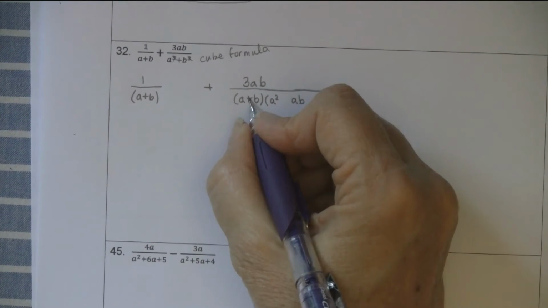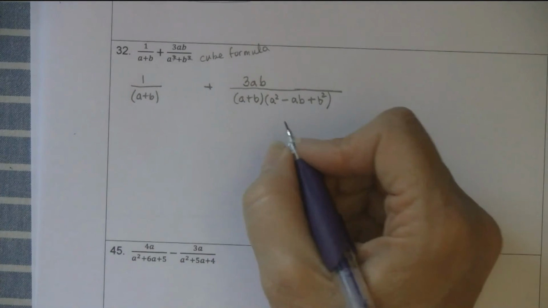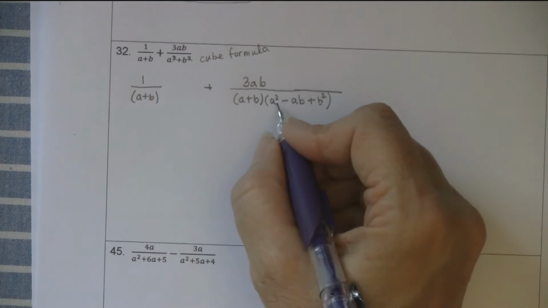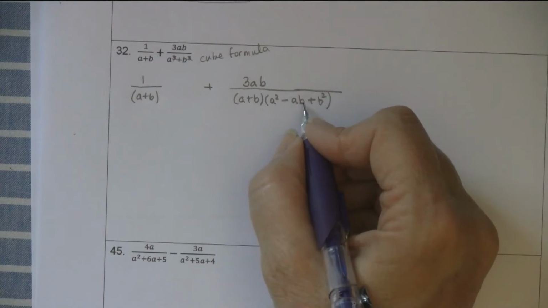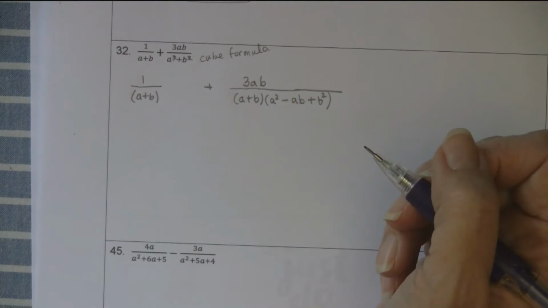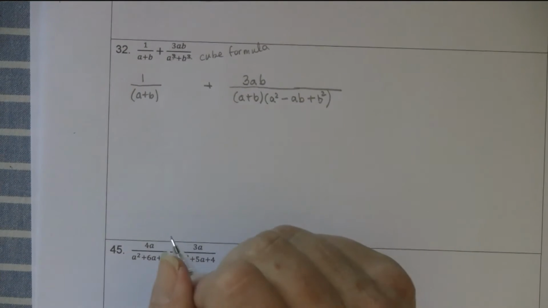Same as you started with, opposite, always positive. Now this won't factor any further because a plus b won't factor, and a squared minus ab plus b squared is a prime trinomial, right? Every time that you use the cube formula, you have a prime trinomial.